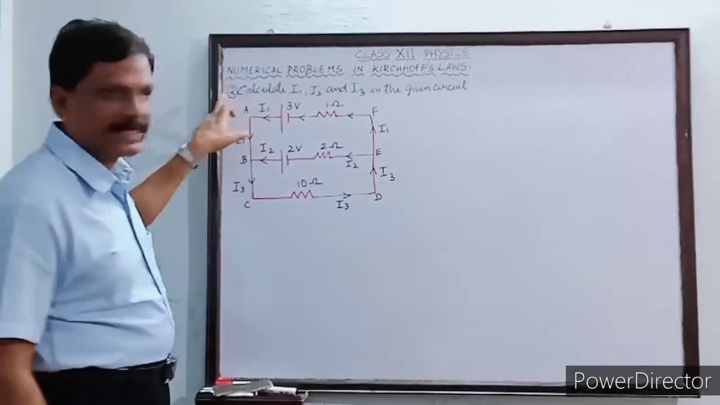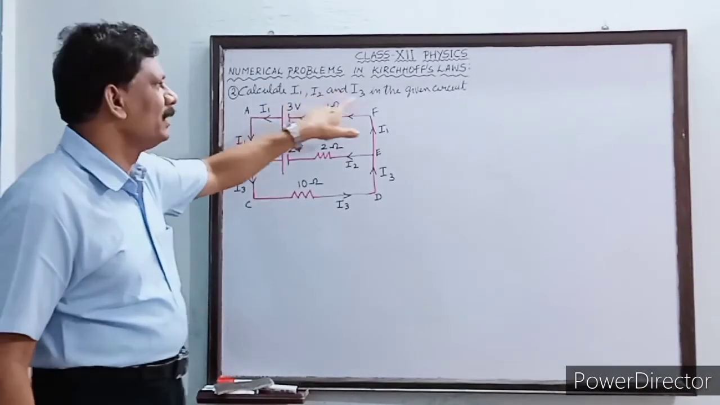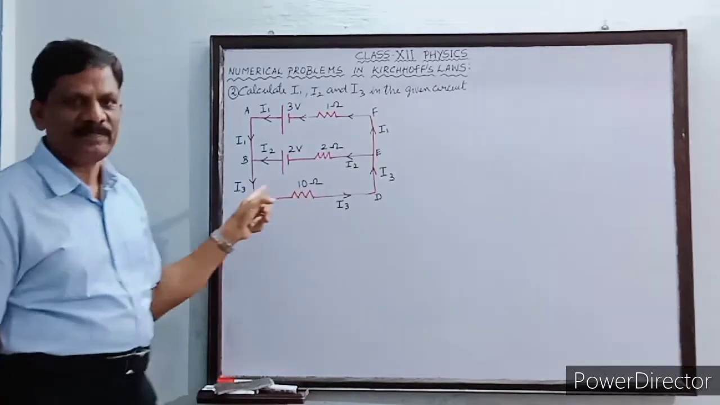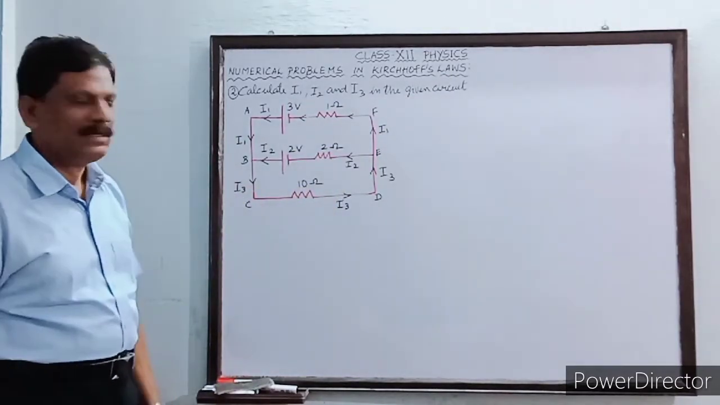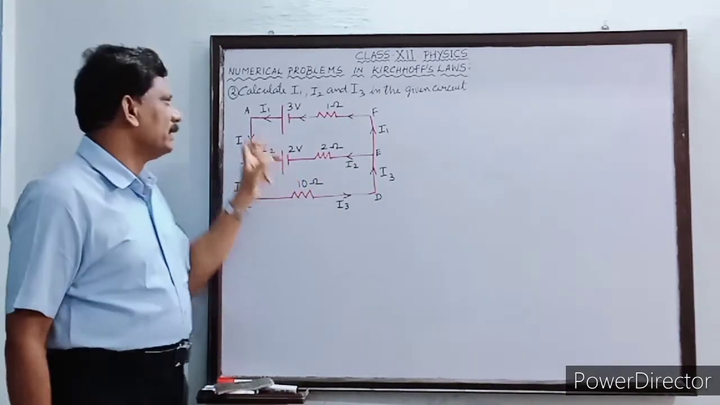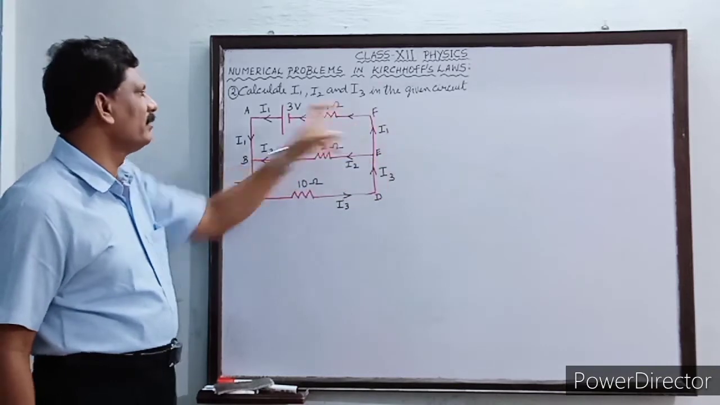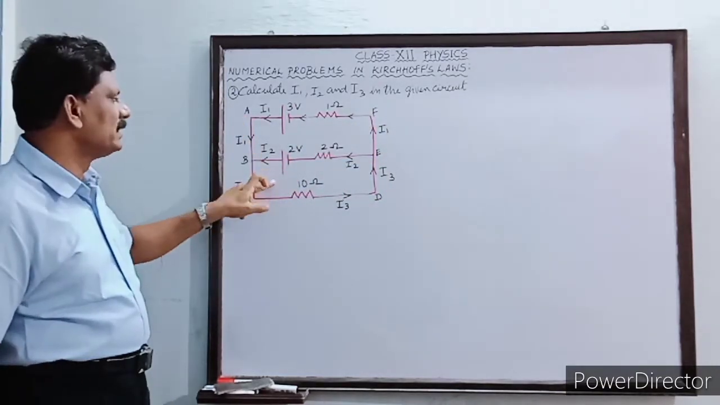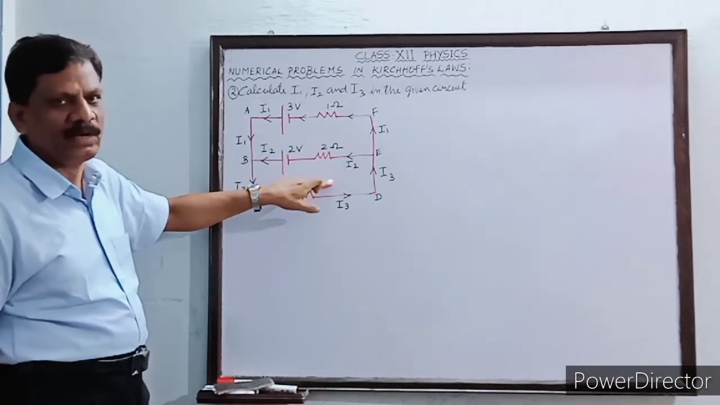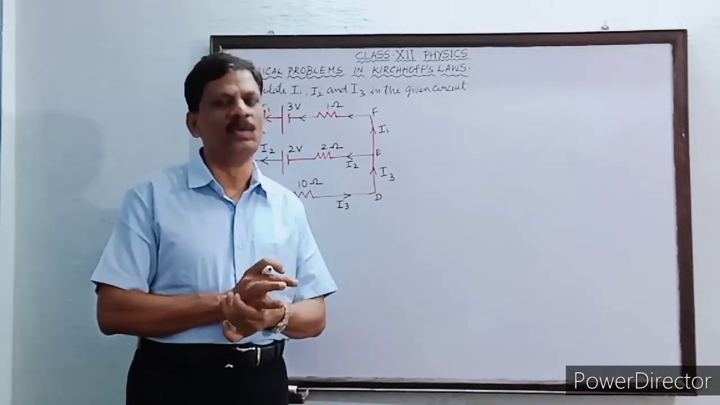Now look at the second problem. Calculate I1, I2 and I3 in the given circuit below. Look at the circuit. This is a closed loop, that is A, B, C, D, E, F, A, inside which two smaller loops are included. So totally there are 3 loops available in the circuit.